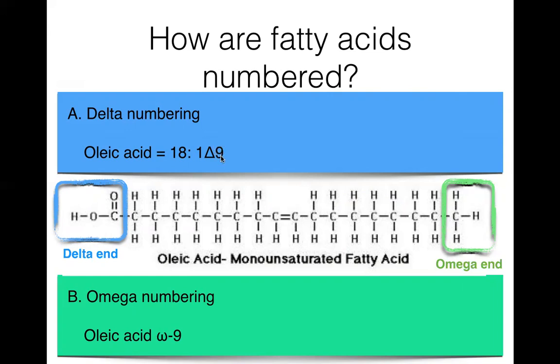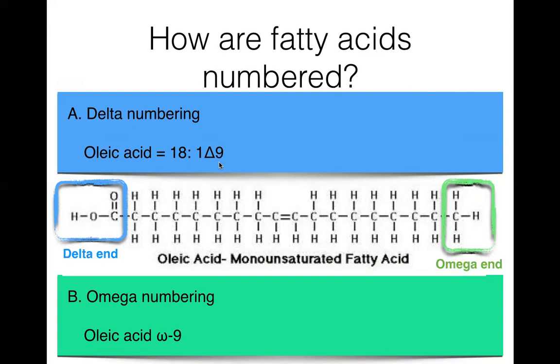And where do we start numbering? We start numbering at the carboxyl end. This is referred to as the delta end. 1, 2, 3, 4, 5, 6, 7, 8, 9. Delta 9.